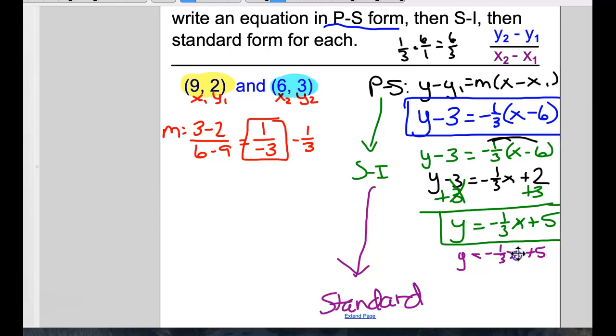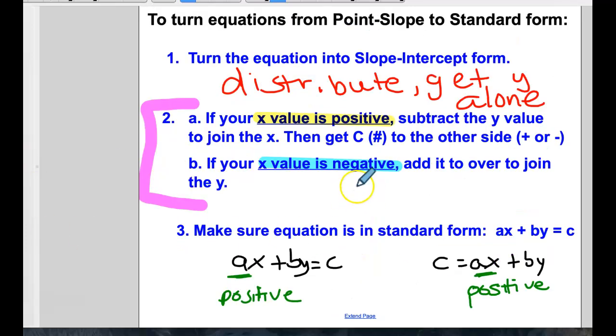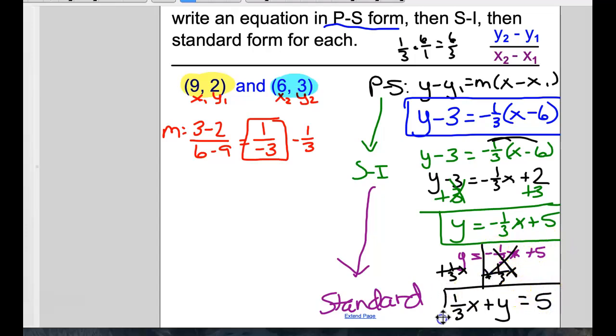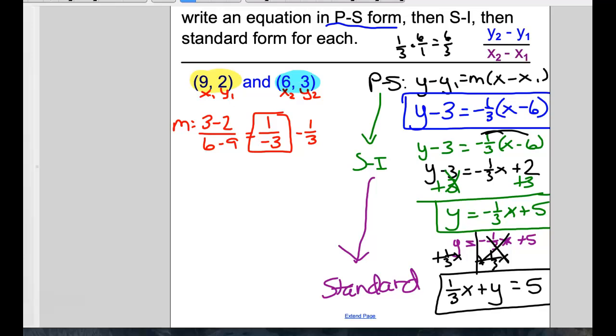I'm going to see that my x is negative. Because my x is negative, all I have to do is add that x over, and then we're going to have it in the right form. So I'm going to add my x over, 1/3 x, and add my 1/3 x, right? We can write this as y plus 1/3 x, or typically we see standard form with the x first. So the 1/3 x plus y first. My x's are gone on this side, and I have that positive 5 left. Then it's in that standard form.